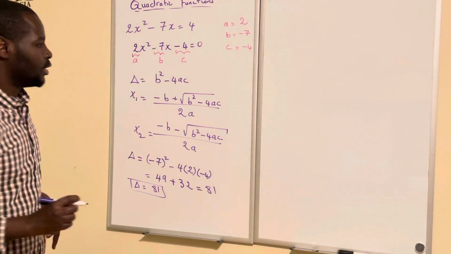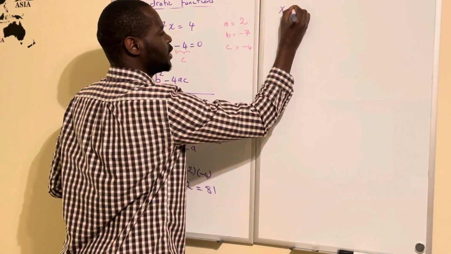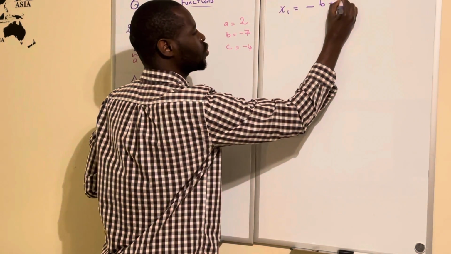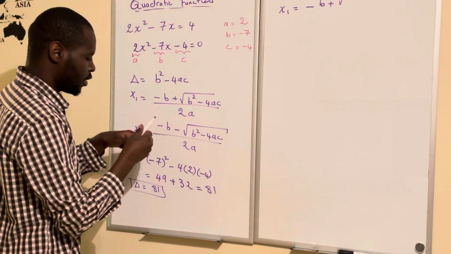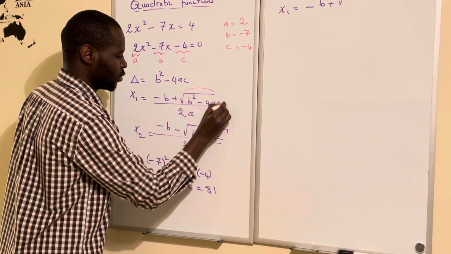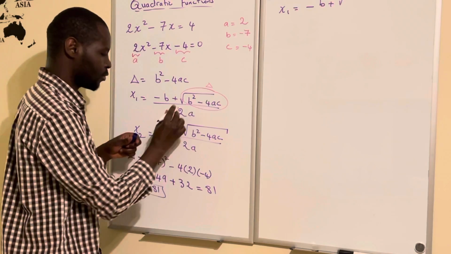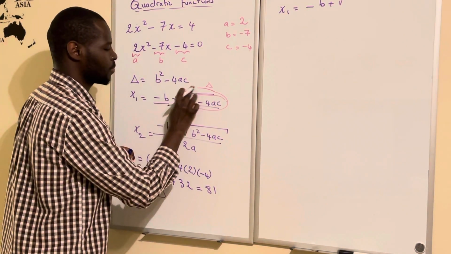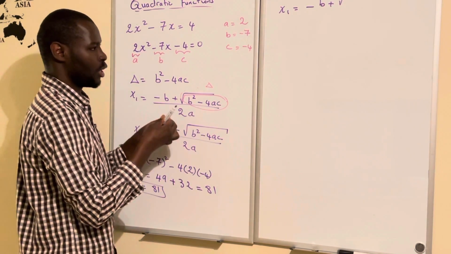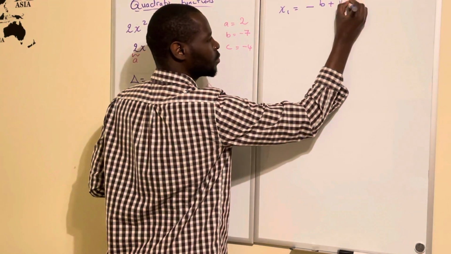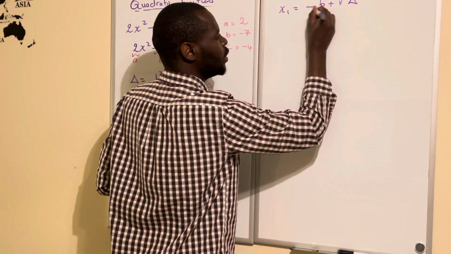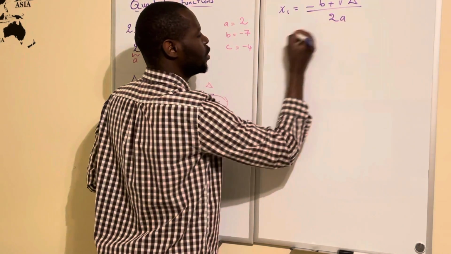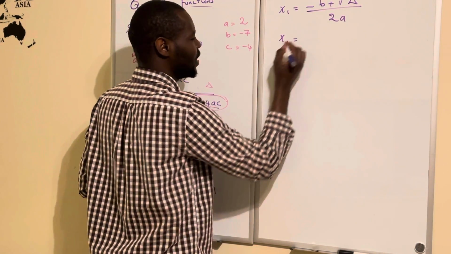So I'll go ahead and solve for x1. Again, I said x1 is minus b plus the square root of delta, divided by 2a. So this is my delta. Okay? So x1 equals, what is negative b?